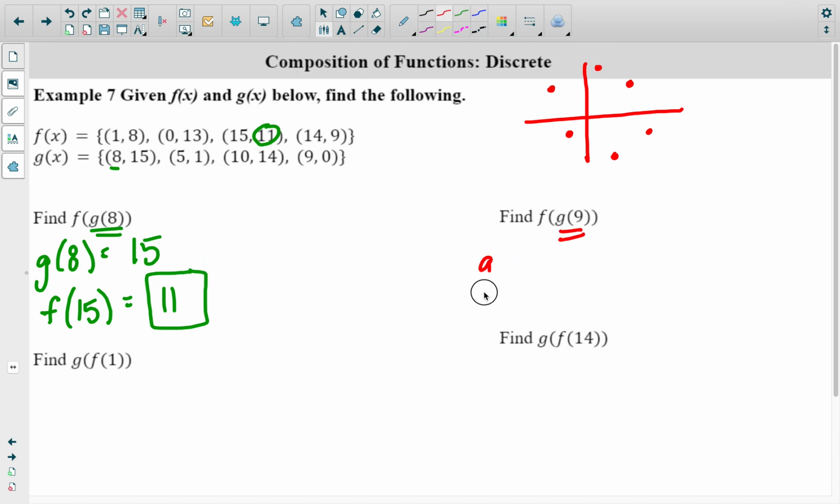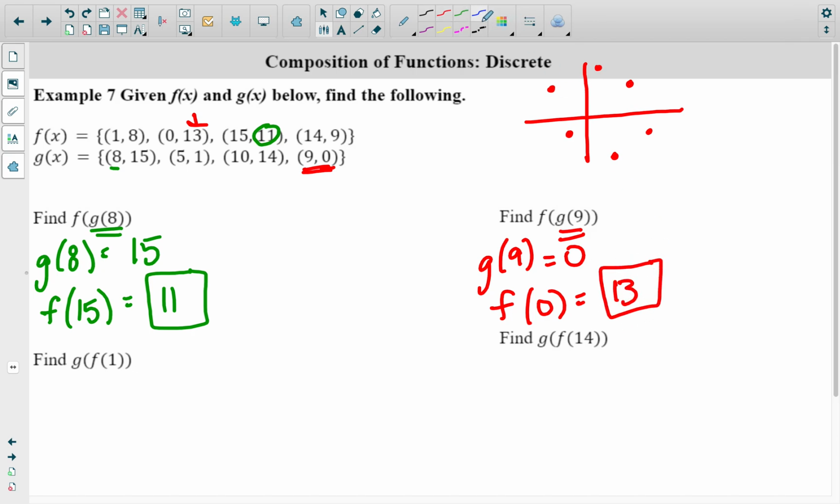Start inside, g of 9. When you plug in 9 for x in this bottom g function, we're at the ordered pair 9, 0, so we get 0 for y. What is f of 0? Looks like it is 13. Okay, so 13 is our answer. It's kind of a fun concept, but it can take a second to wrap your mind around, okay?